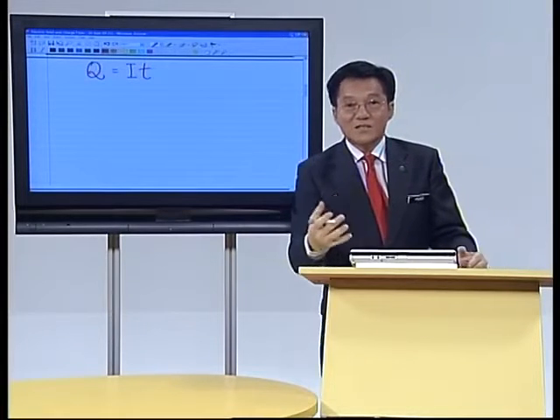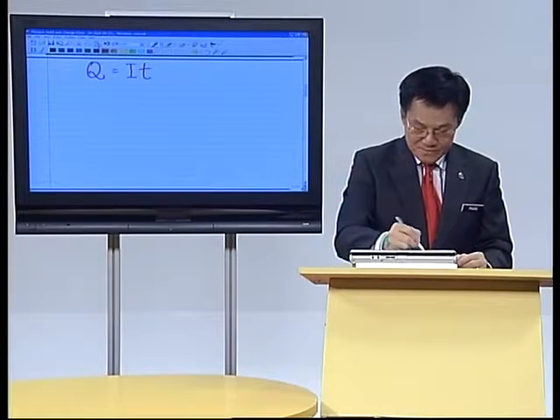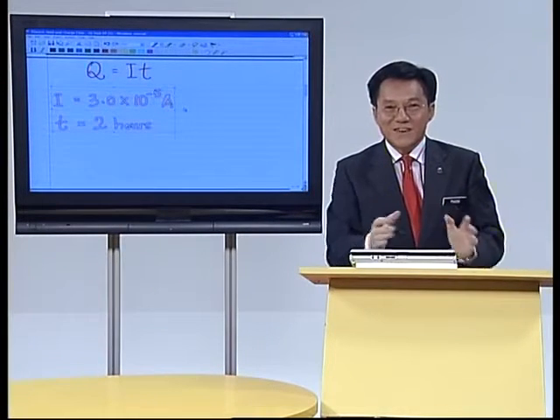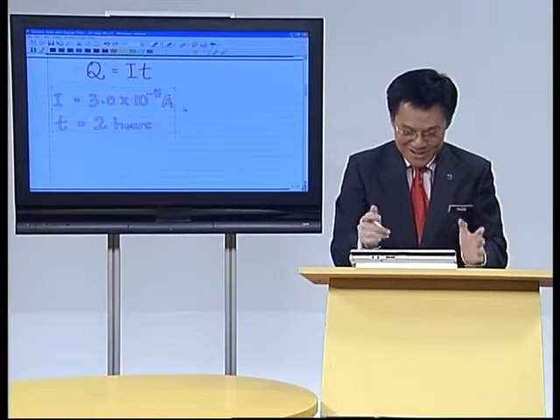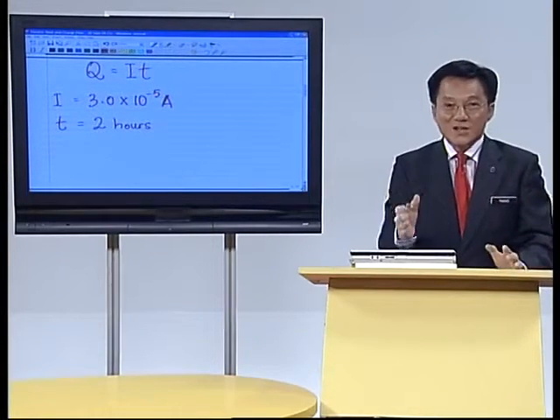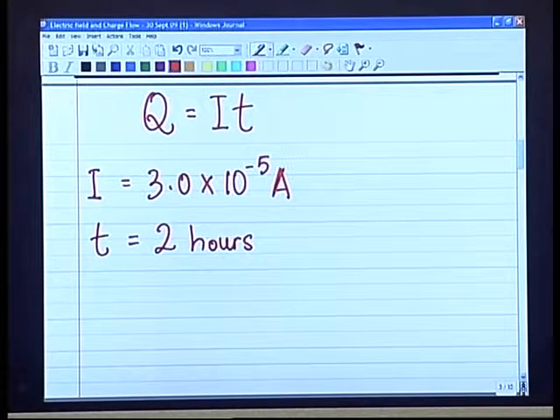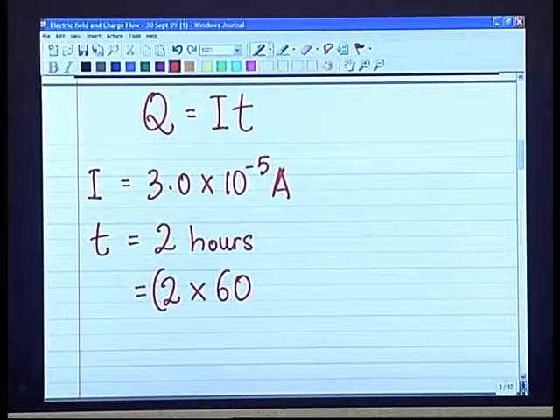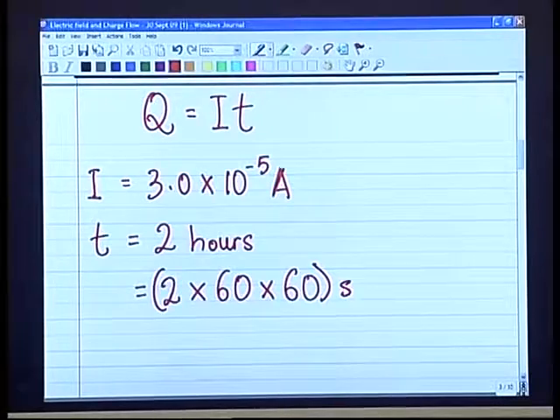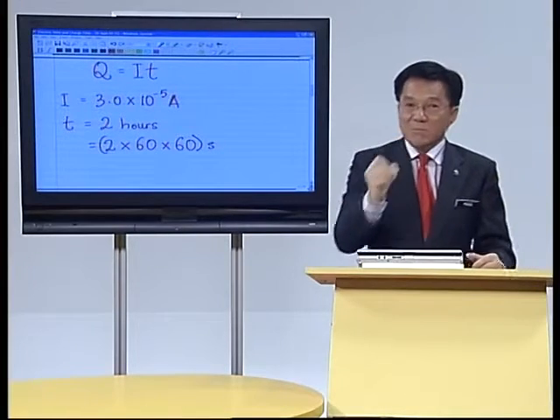Now what are the values that we have written earlier? All right, so these are the units that we have written earlier. Now the time is 2 hours. We need to change it to seconds. So 2 hours multiplied by 60, this would give us minutes, multiplied by another 60, and this would give me seconds. Now, the units are very, very important.